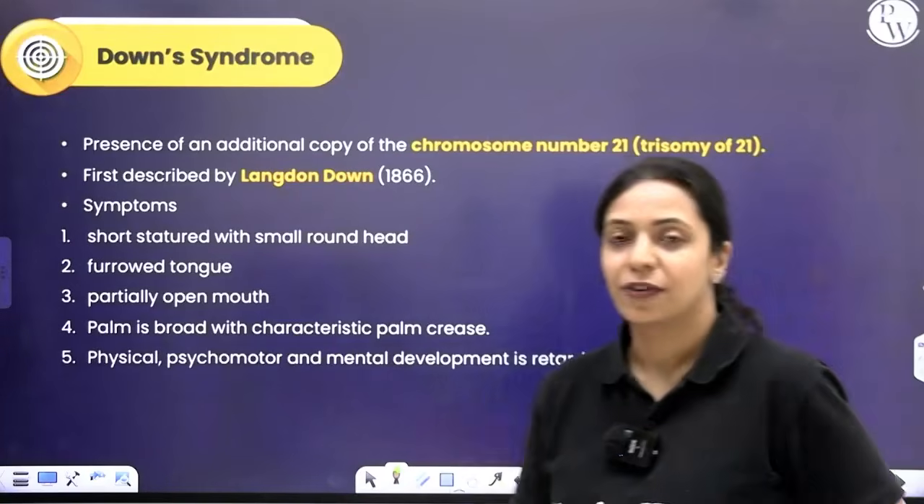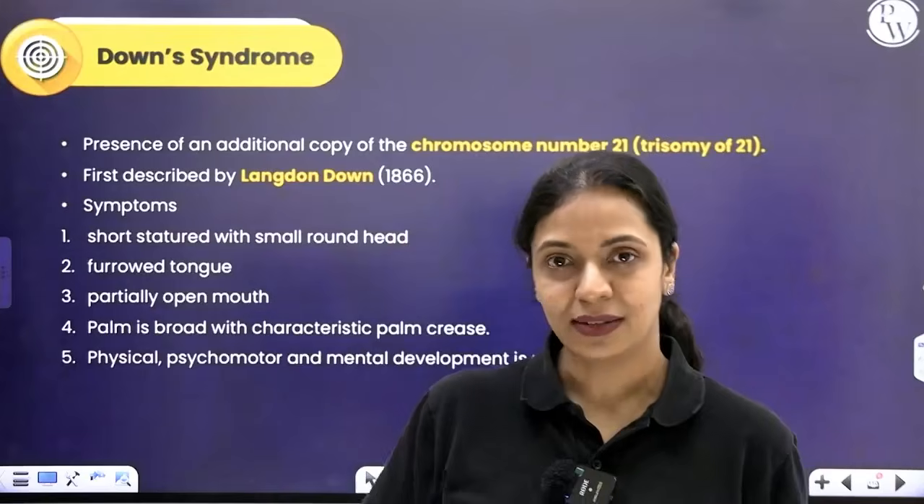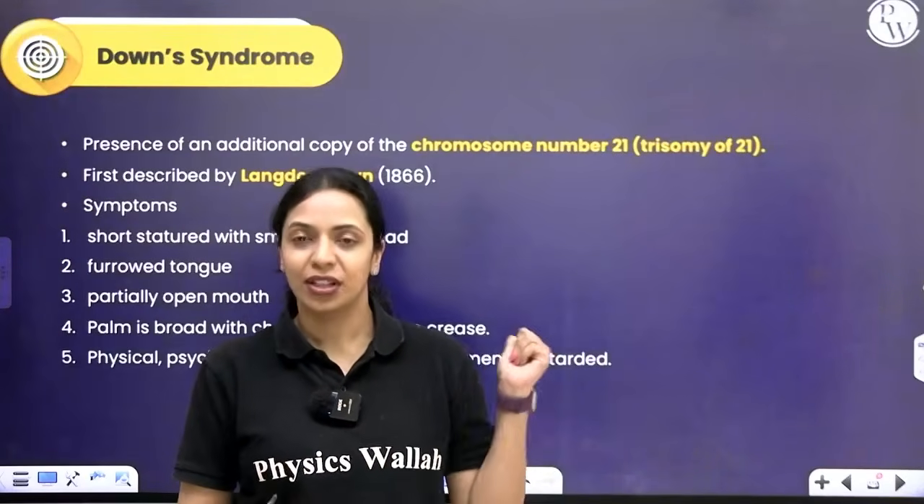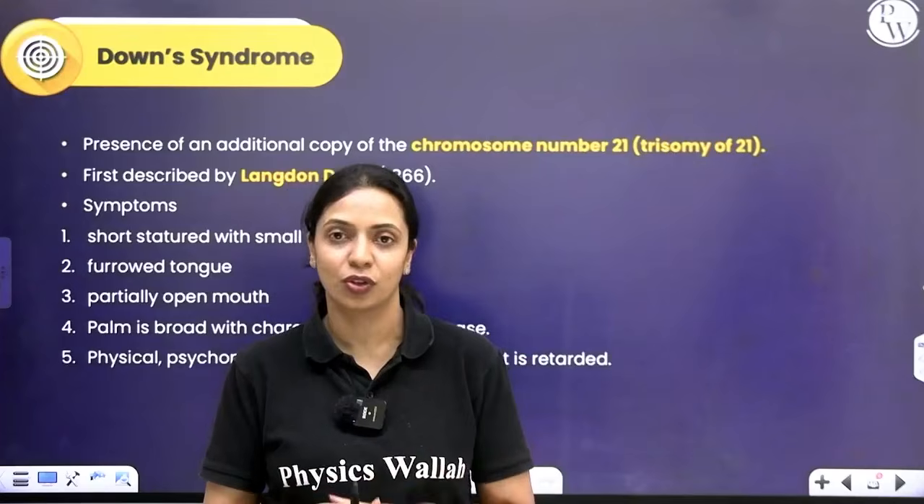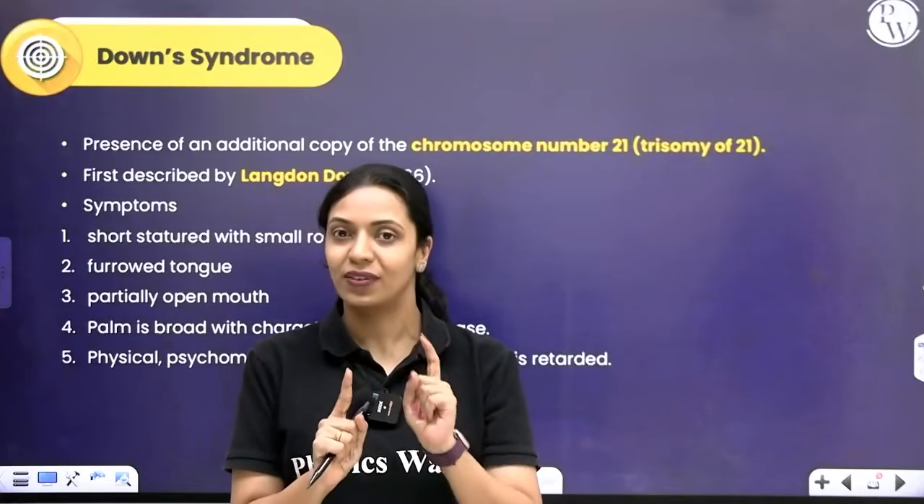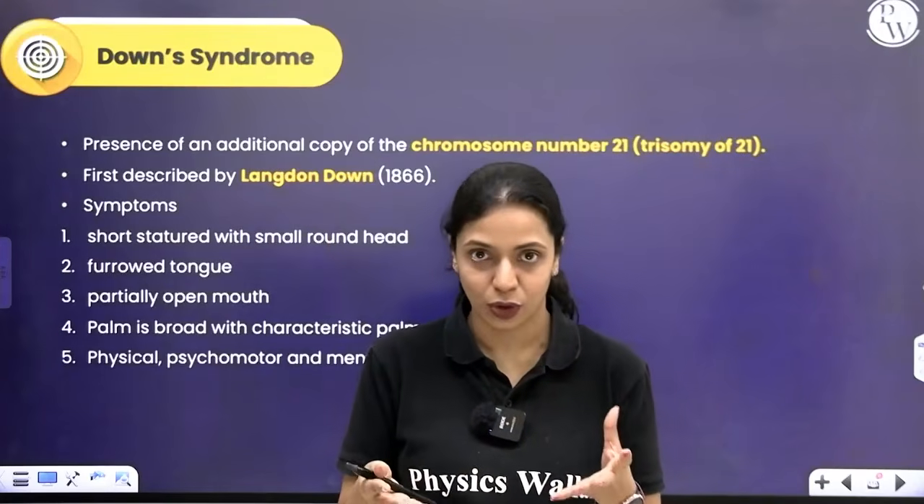Down syndrome is the first one. This is a case of autosomal trisomy. Normally, from the first chromosome to the 22nd chromosome, it exists in pairs. But in individuals suffering from Down syndrome, instead of having a pair of 21st chromosomes, they will have 3 copies of the 21st chromosome. So they have 47 chromosomes in total.